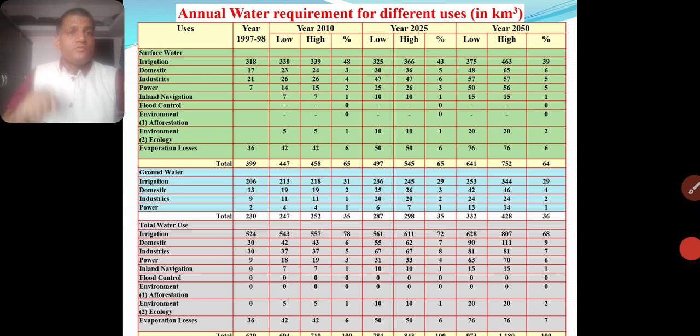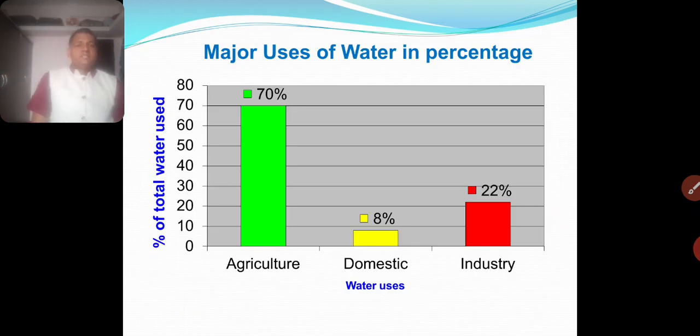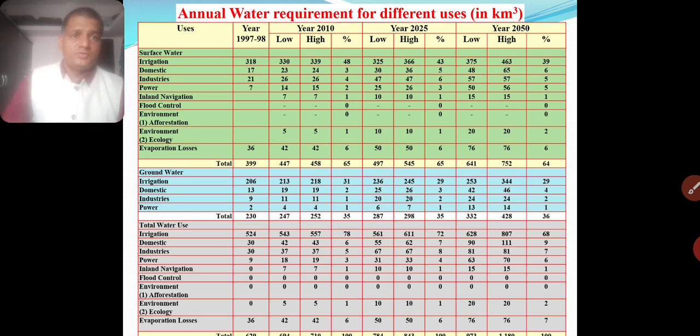This is about the uses of water. Major uses of water in percentage: agriculture uses 70%, domestic 8%, and industries 22%. This is the percentage of total water used. This graph shows the case of India, taken from the Water Resource Institute, Roorkee, with annual water requirements for different uses in cubic kilometers. The first, green zone, is related to surface water, the second to groundwater, and the third is the total water use.